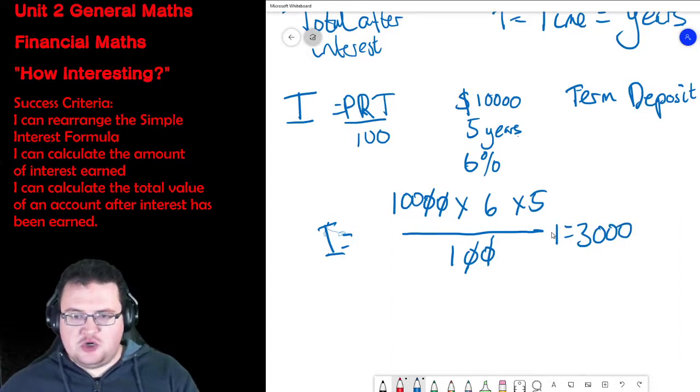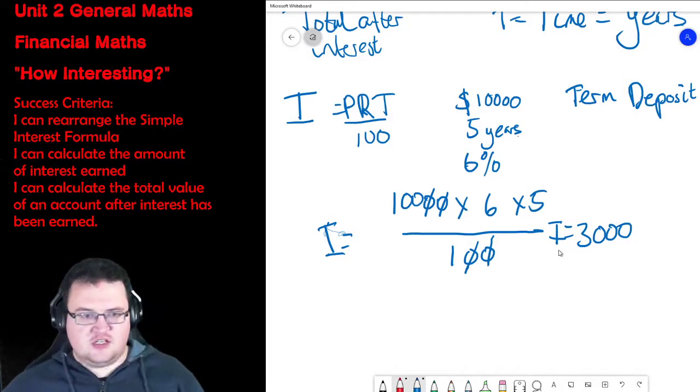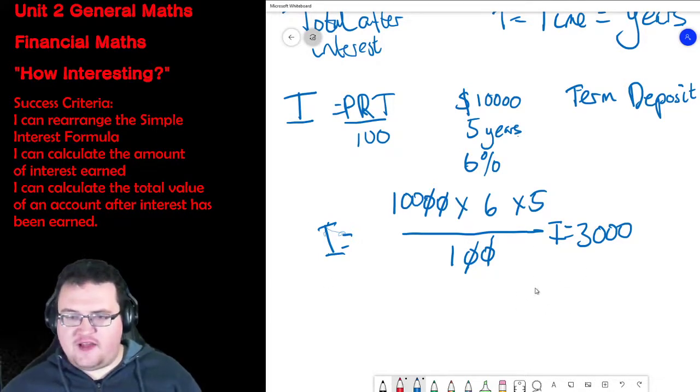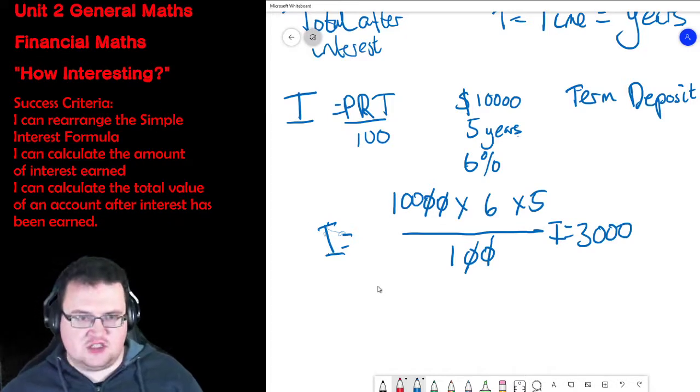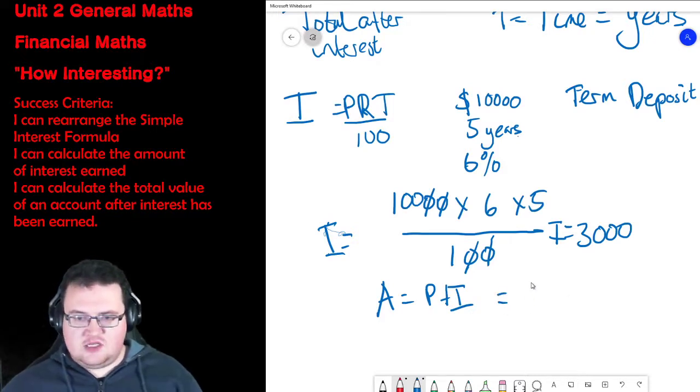So the amount of interest you have earned is $3,000. What's the total amount of your money once you get it back? After 5 years, how much money have you got in that account? You've got $13,000. So A equals P plus I, and that's 10,000 plus 3,000, which is 13,000.